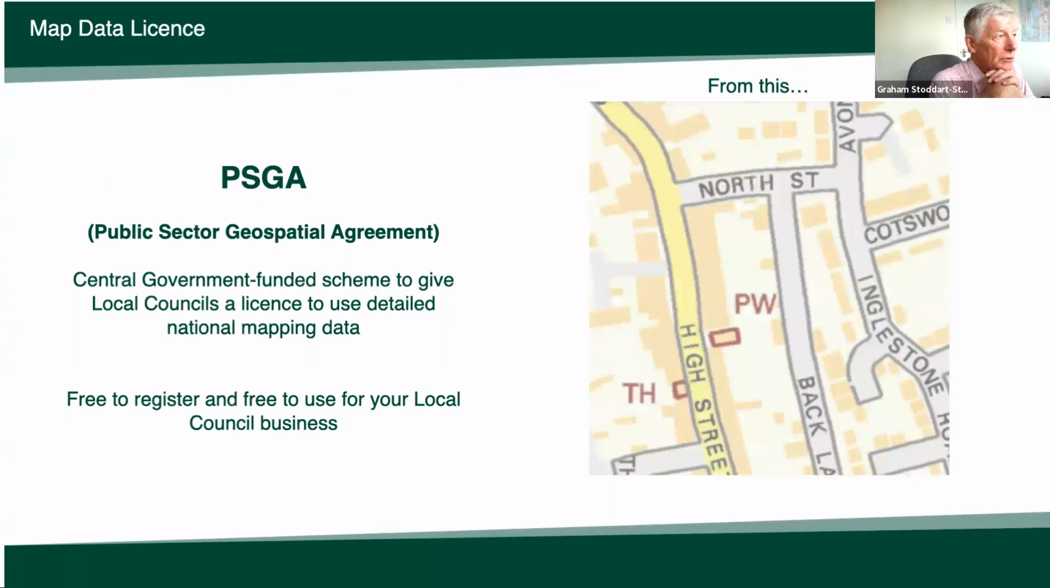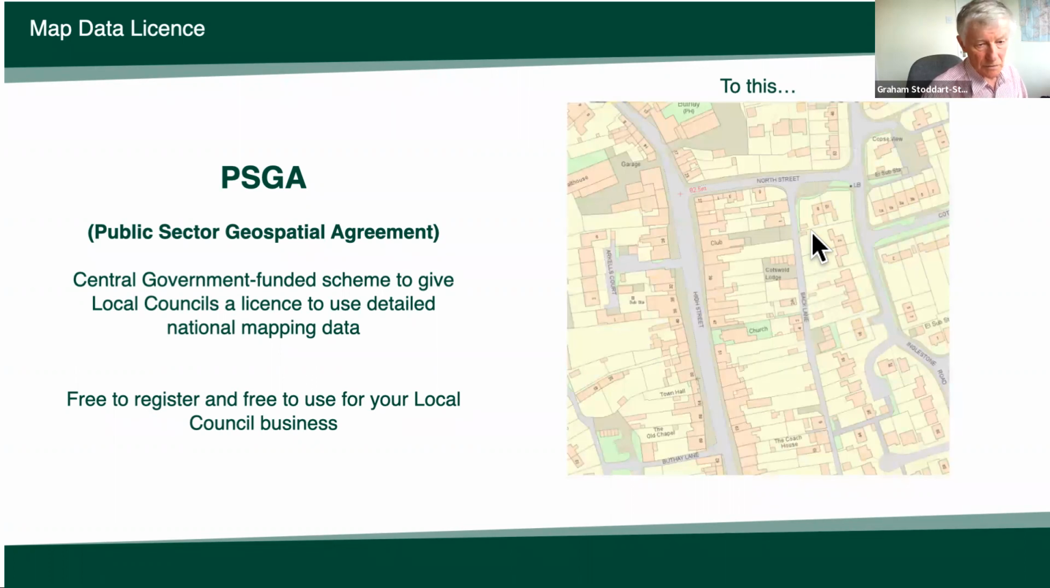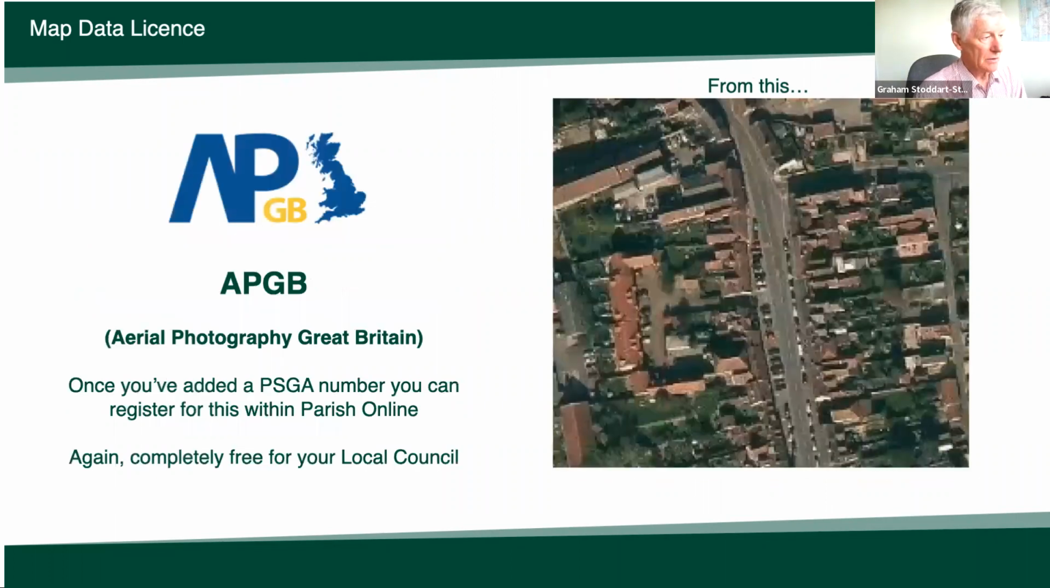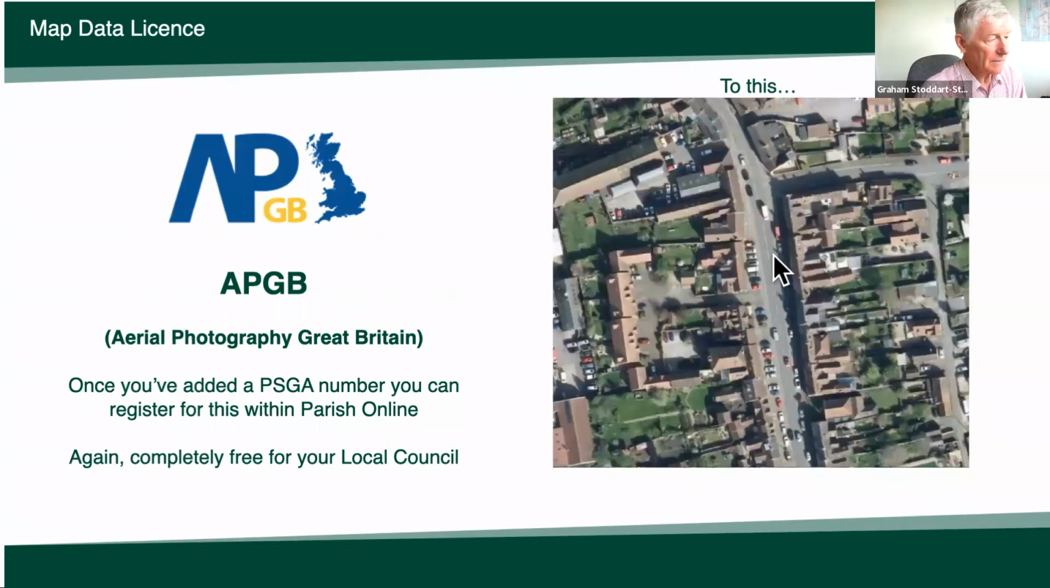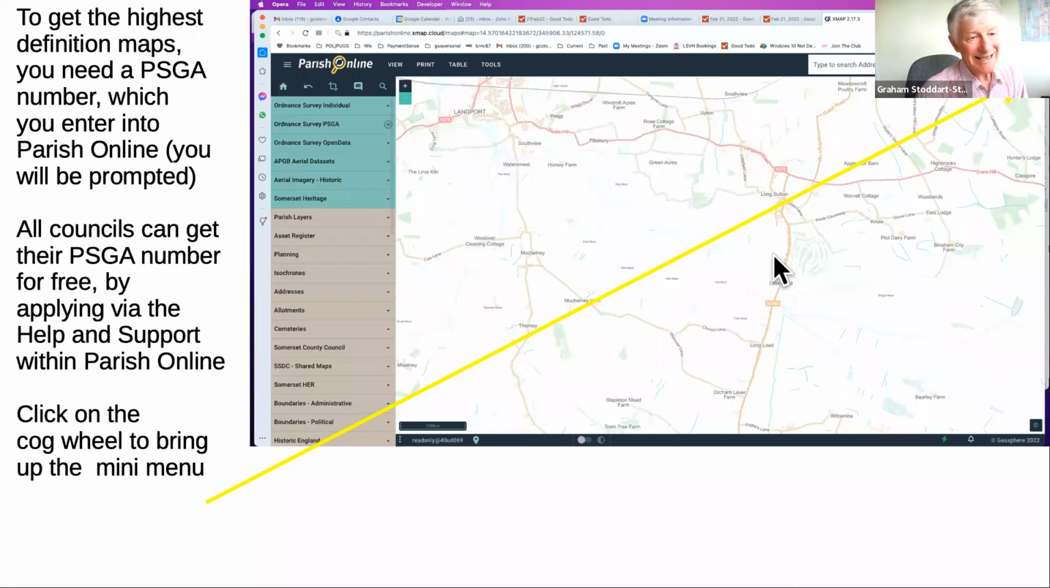So there are two licenses that help you get the best from Parish Online, and I suspect you've both got these already, but the public sector geospatial agreement is entirely free to local councils. You just need to sign up for it. And what the difference is, if you look in the right-hand side of the slide, you go from this sort of detail to that sort of detail, because the PSGA agreement gives you access to the high definition map that the Ordnance Survey puts out. And by the same token, that entitles you to the aerial photography stuff, which takes you from this sort of detail to that sort of detail. So it's worth having.